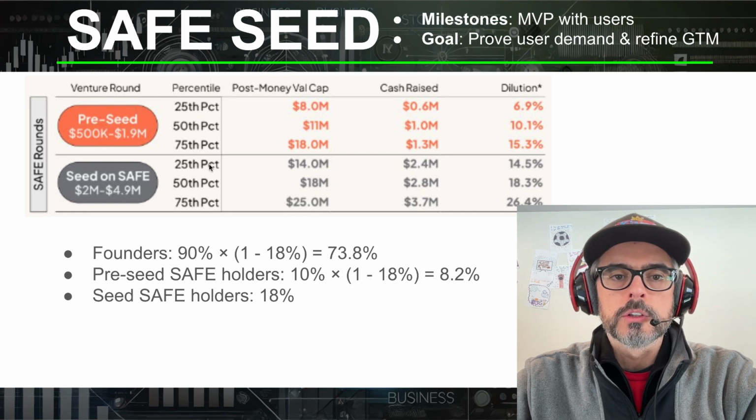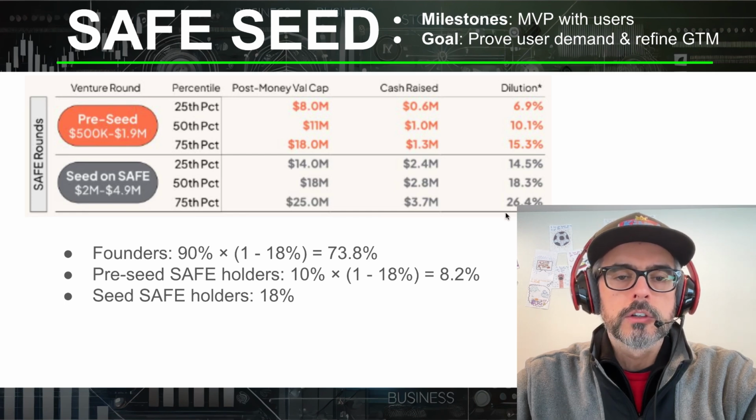If you wanted to be more on the safe side, you could argue that on the 25th percentile, the companies raised $2.4 million. And there were also some other companies on the 75th percentile, for example, that raised about $4 million for now a 26% dilution. So let's do the numbers again.